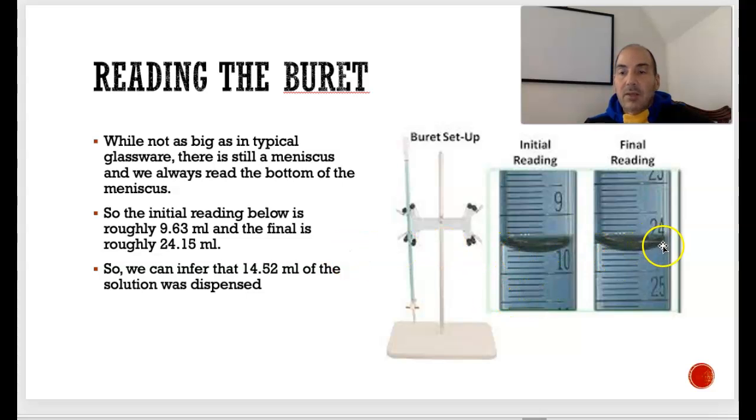Okay. Likewise, here I estimated that it was 24.15 because I thought it was pretty close to being halfway between 0.1 and 0.2. You might disagree, but then we could actually say, if this was my initial reading and this is my final reading, then the amount of solution dispensed would have been around 14.52 milliliters. Nothing new there.